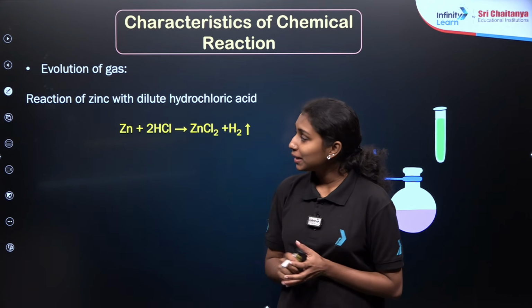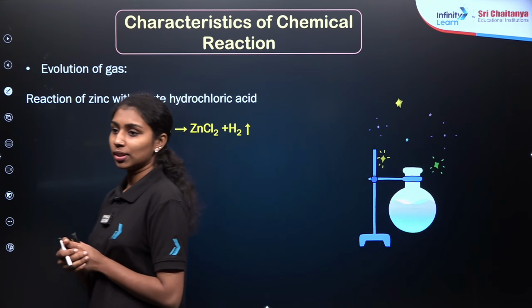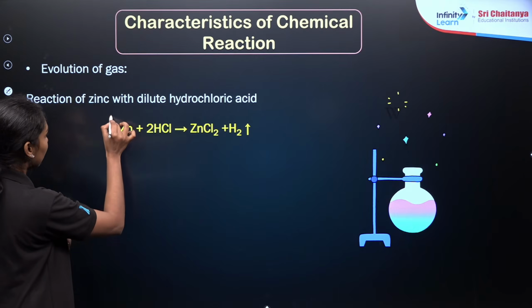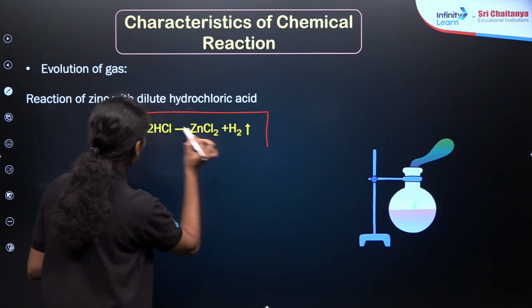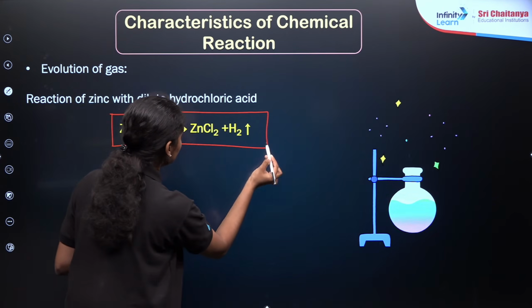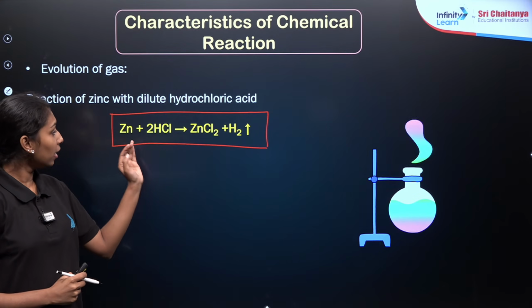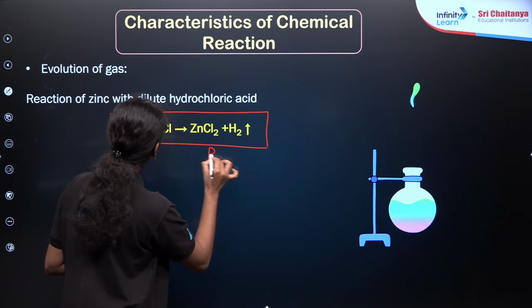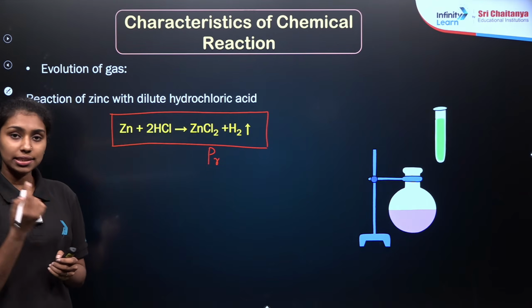Let's see. What do you mean by the evolution of gas? So as we already know how to write down the chemical equation, right? We will be discussing later. But this is a type of chemical equation, right? The left hand side is representing the reactants here and the right hand side is representing the products here, right? So here zinc and hydrochloric acid are the reactants.